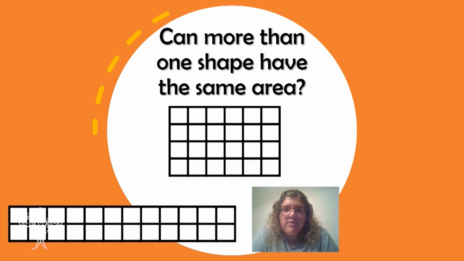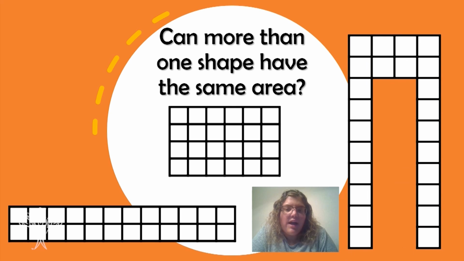Some of you may have thought of a 2 by 12. That would give us 24. Maybe you thought of a 3 by 8 or a 1 by 24. Any of those options work. We also have irregular shapes that can get us there as well. So think outside of the box when you're working with area. It doesn't always have to be a perfect square or rectangle.